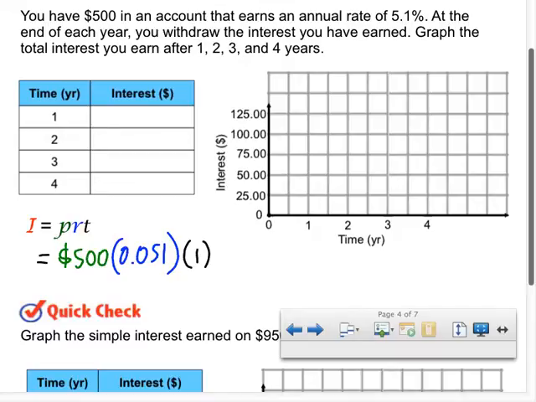Robert, I don't think I've heard from you today. What is it? And that's what I'm talking about. We don't want to say 25.50. We're talking about money. $25.50.